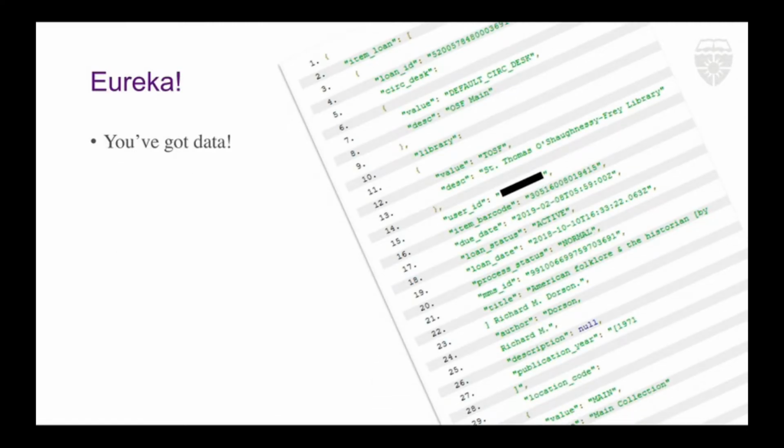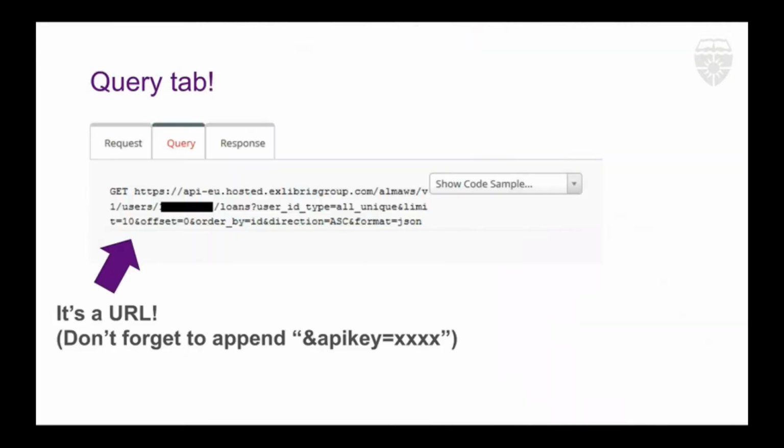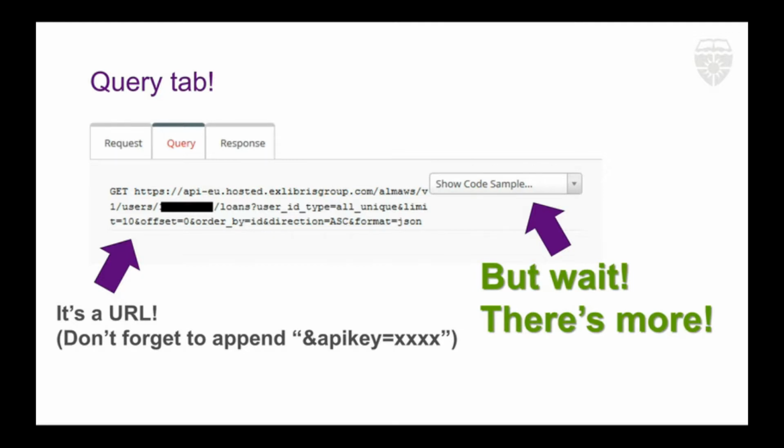And then you get back data, and it shows up on the web page. You get back data, it looks great, looks formatted, you got it, but now what? Well, there's a query tab where you can go in and get that URL, and then you can put that into whatever program you're working in. But there's more. Code samples.